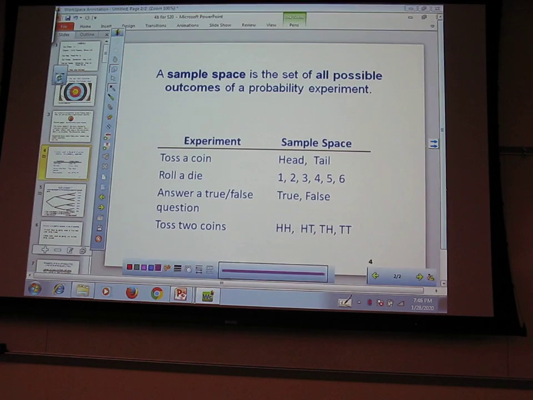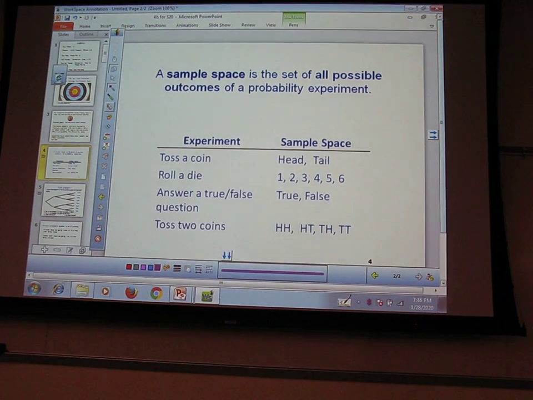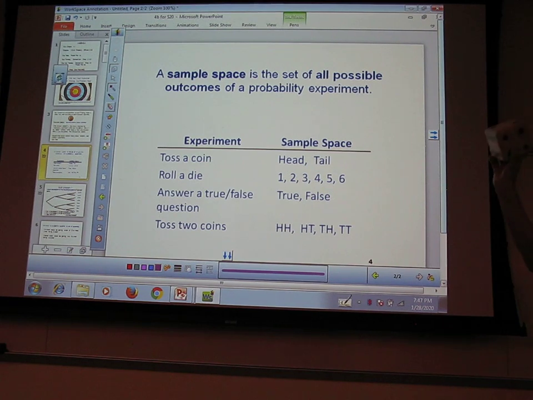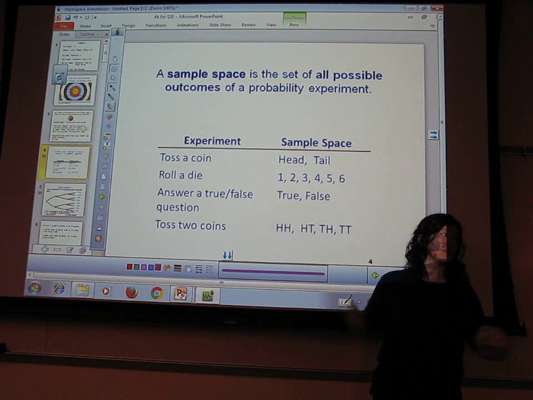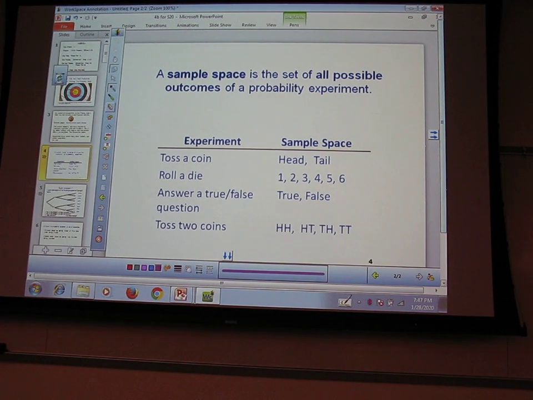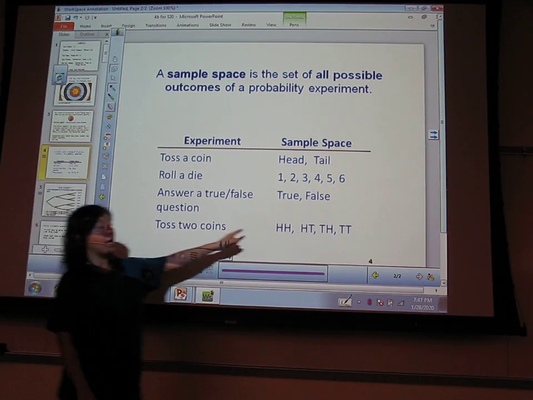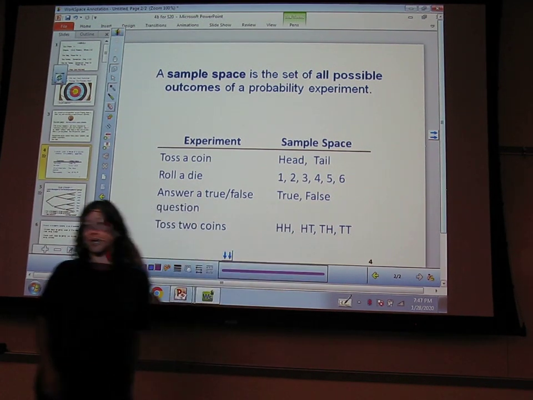All right. A sample space. Eduardo, go ahead and read. A sample space is the set of all possible outcomes of a probability experiment. Right? So for example, if I roll a die, what could possibly happen? What are my possible outcomes? A 1, 2, 3, 4, 5, or 6. Right? So this is a sample space. It's the list of all possible outcomes for a probability experiment. And as a reminder, if you flip 2 coins, you can get a heads, tails, tails, heads, which is not the same, or tails, tails.